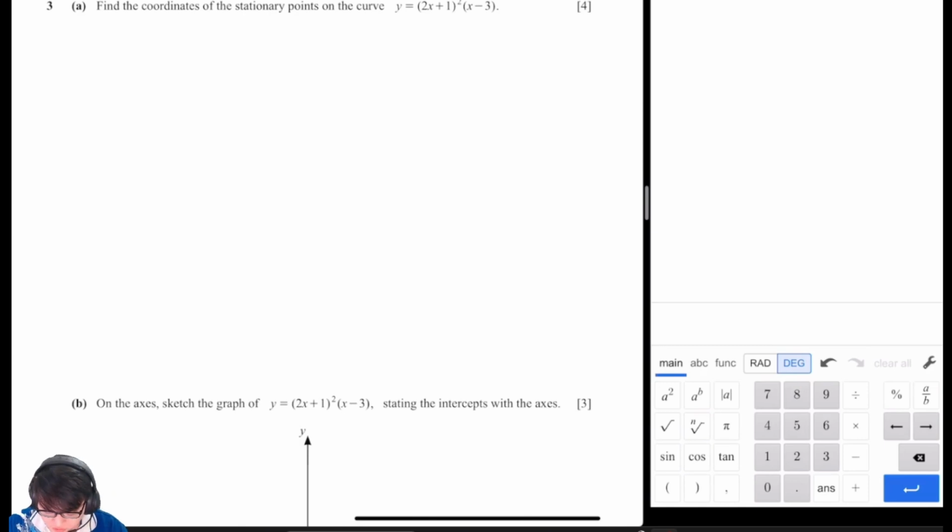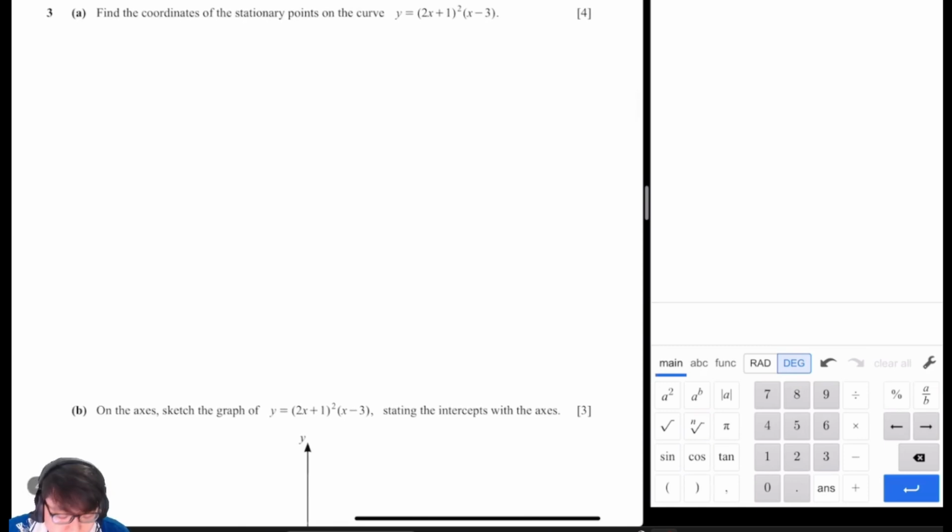Find the coordinates. Okay, question 3 part A. Find the coordinates of the stationary points on the curve y is equal to (2x plus 1) squared, multiplied by (x minus 3). So at this point, we are expecting students to know the definition of stationary points.